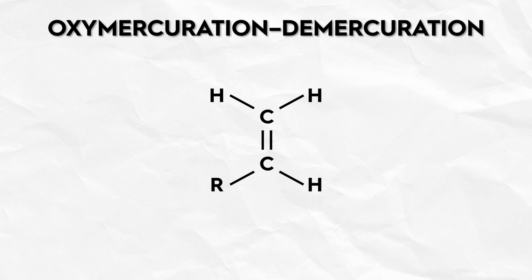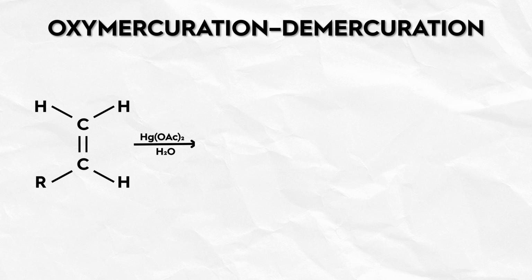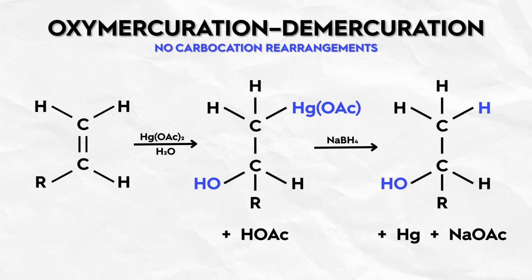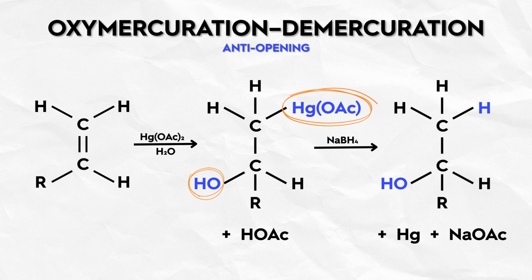Oxymercuration, then demercuration, also hydrates alkenes. The reaction gives the Markovnikov alcohol without forming a free carbocation, so rearrangements are suppressed. But the first step is anti-opening of a mercurinium ion. After the second step, the product is the Markovnikov alcohol.